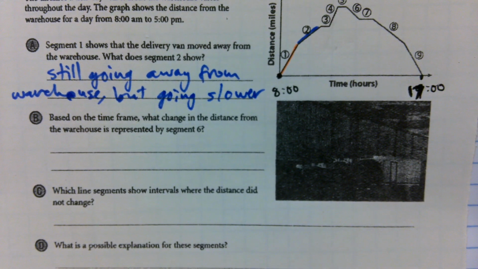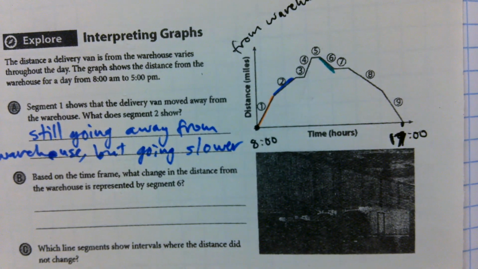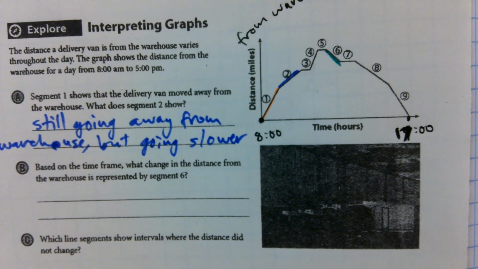Part B says, based on the time frame, what change in the distance from the warehouse is represented by segment 6? All right, where's segment 6? I'm going to look for segment 6. Here's segment 6. What change in the distance from the warehouse is represented by that line?